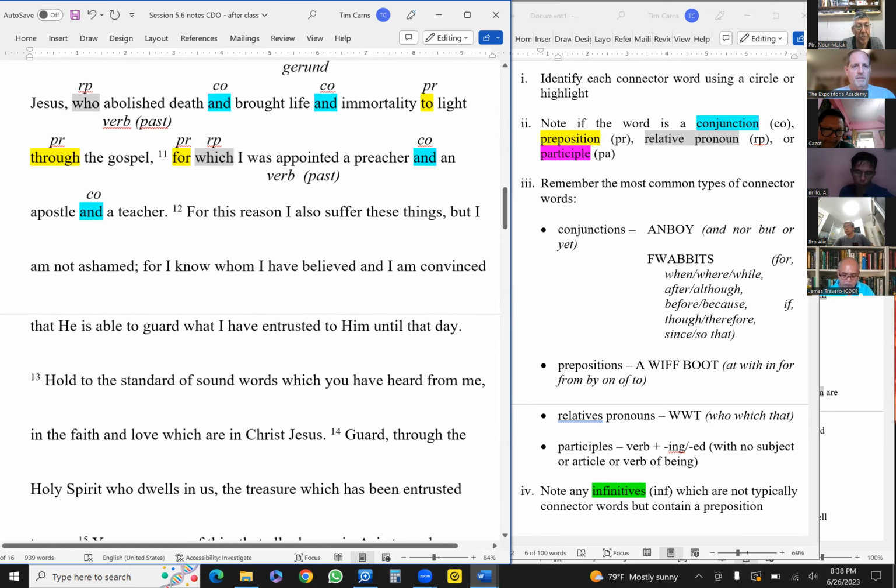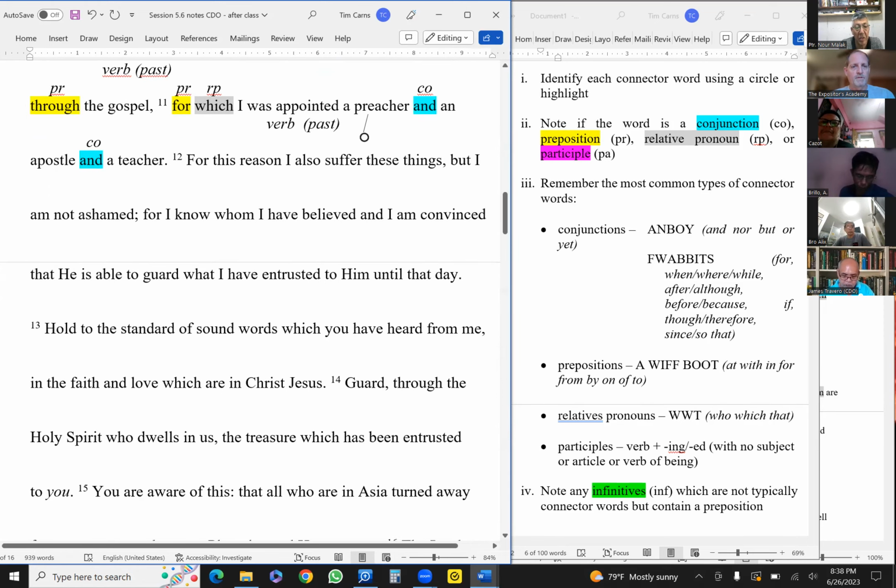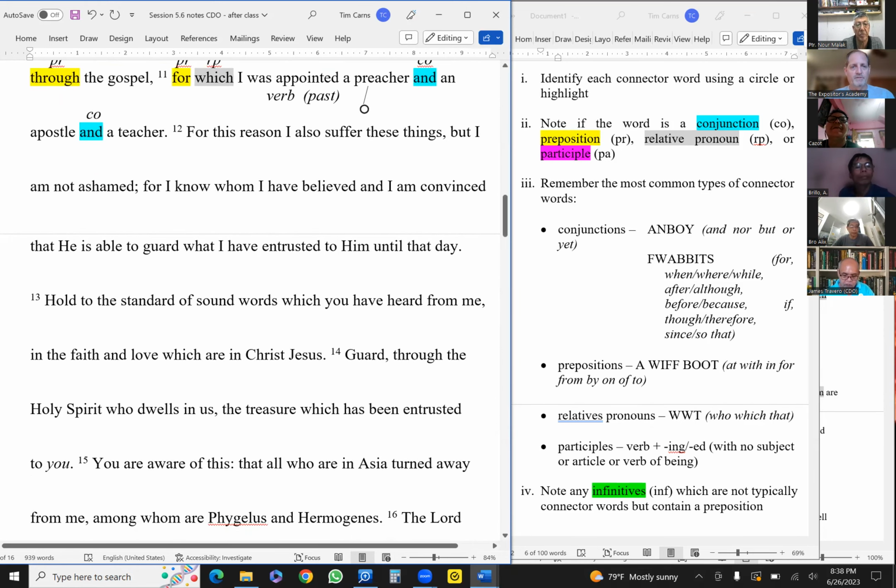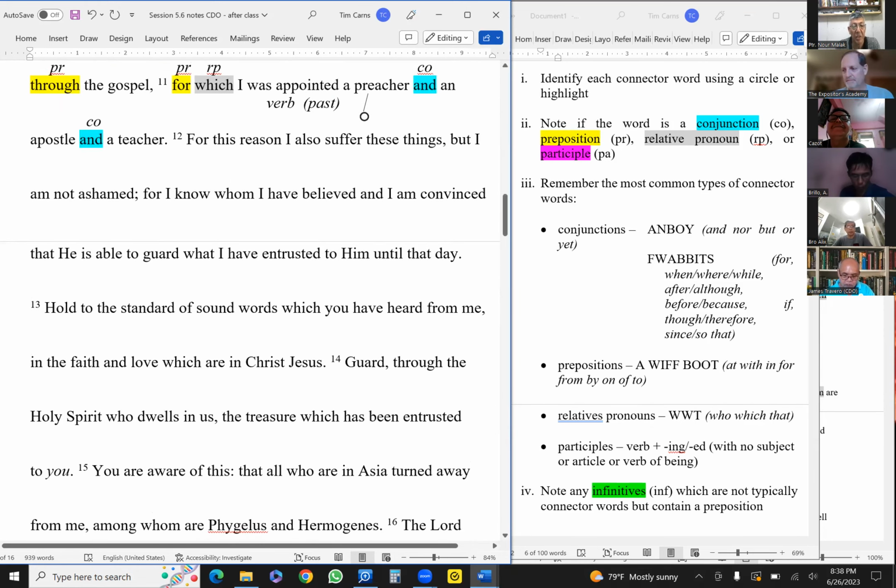All right, Kazot, you're going to get a fun one here. Verse 12. "For this reason I also suffer these things, but I am not ashamed, for I know whom I have believed, and I am convinced that he is able to guard what I have entrusted to him until that day."